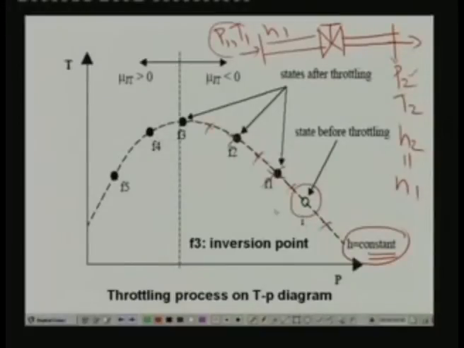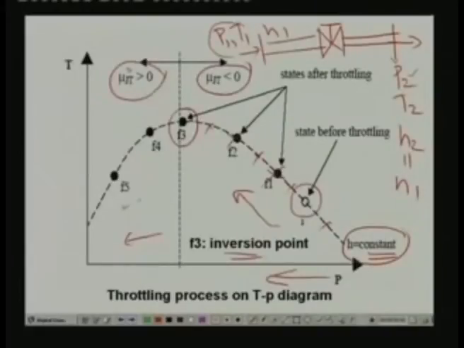This curve has a point of inflection at F3, and this point is known as the inversion point. This is very important because you can see that to the left of the inversion point, as the pressure is reduced, that means as the gas undergoes throttling, the temperature is actually increasing. That means the Joule-Thomson coefficient is negative to the left of the inversion point, whereas to the right of the inversion point, as the pressure reduces, the temperature is also reducing. That means the Joule-Thomson coefficient is positive to the right of the inversion point and negative to the left, and at the inversion point obviously the Joule-Thomson coefficient is 0.